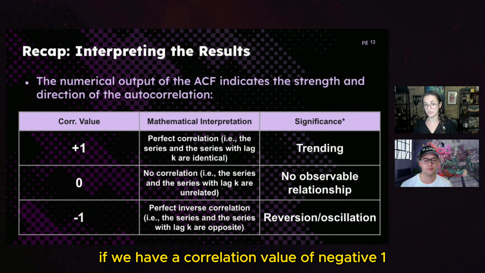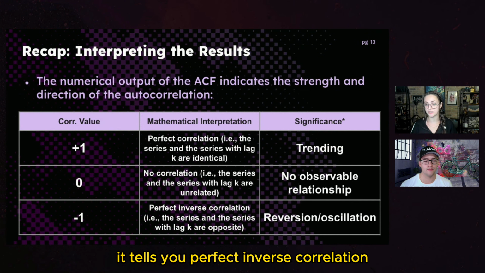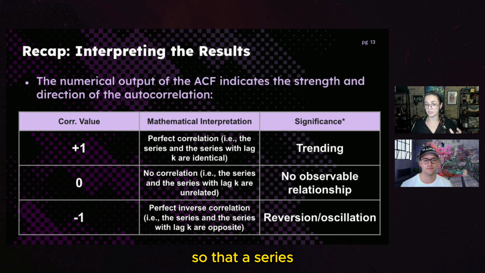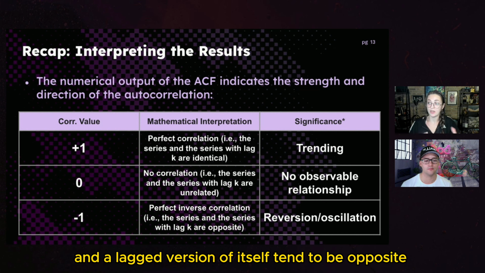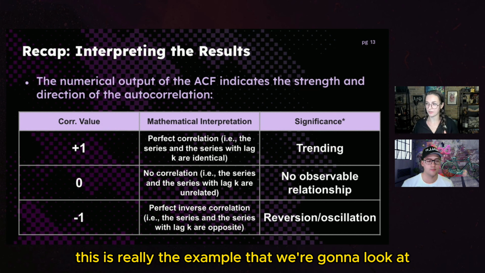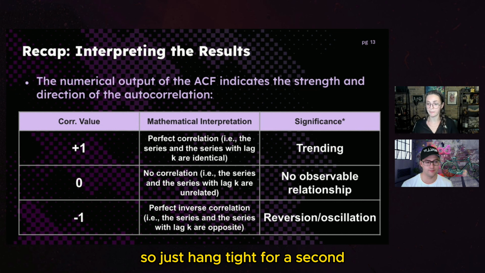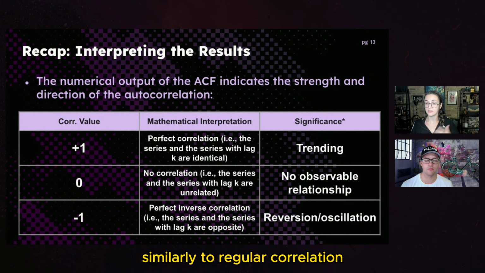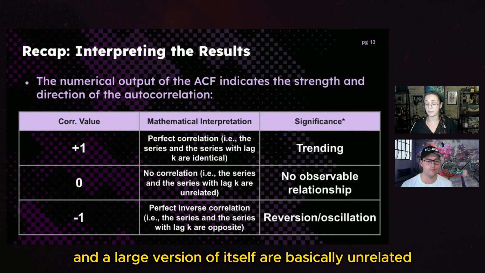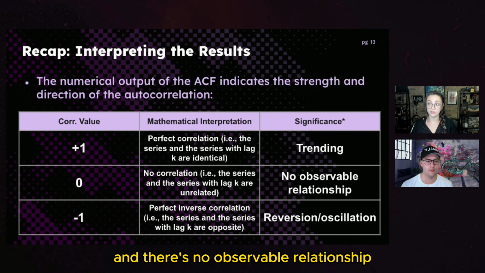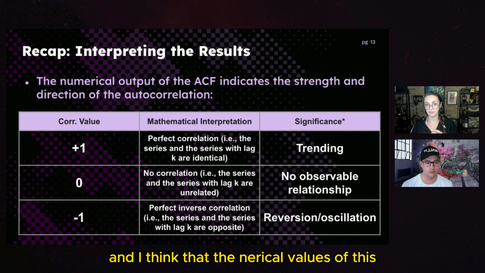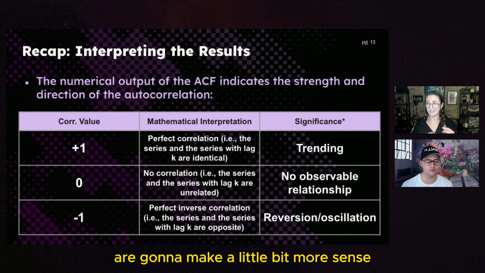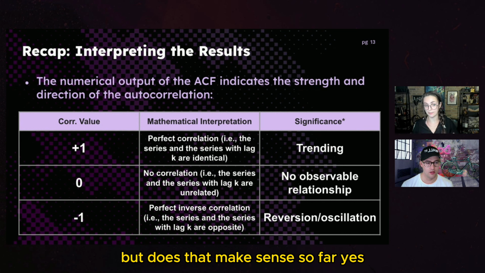If we have a correlation value of -1, it tells you perfect inverse correlation, so a series and a lagged version of itself tend to be opposite. This is really the example that we're going to look at, so just hang tight for a second. This tells you that a little bit of reversion or oscillation is measurable in the signal. And when you have a correlation value of 0, similar to regular correlation, the series and a lagged version of itself are basically unrelated and there's no observable relationship. I think the numerical values will make more sense when we look at the example, but does that make sense so far?